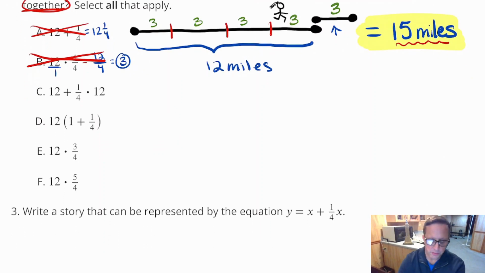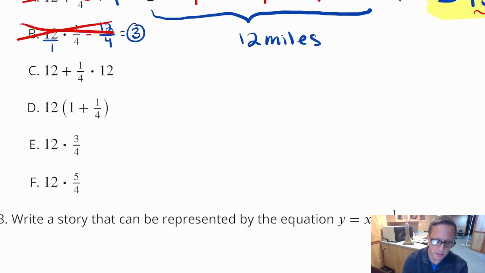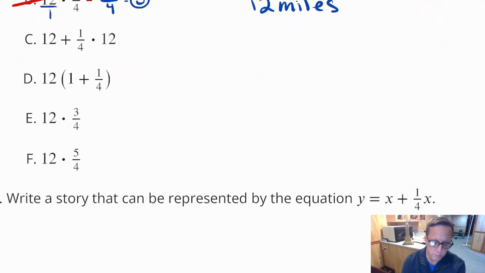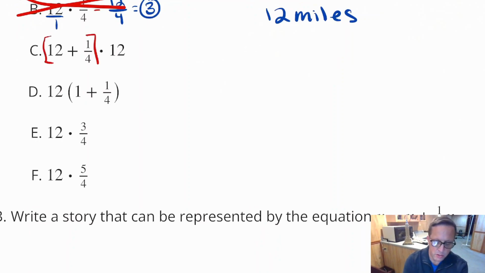All right, so for C, we've got 12 plus 1/4. Now 12 plus 1/4, that's 12 and 1/4, right? But you should be screaming at your screen right now, going, don't do that. That's not order of operations, right? Don't do that. Order of operations tells us that we better multiply first, right?